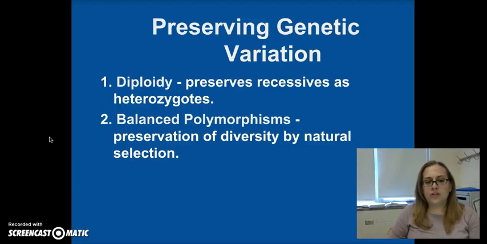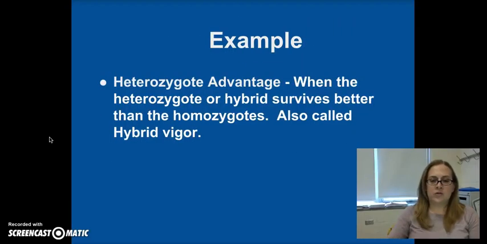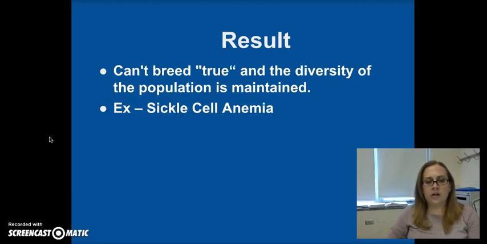Ways of preserving genetic variation. One is diploidy, which preserves recessives as heterozygotes, then balanced polymorphisms. This is a preservation of diversity by natural selection. So an example would be the heterozygote advantage, and this is when the heterozygote or hybrid survives better than homozygotes. It can also be called hybrid vigor, and the result is that you can't breed true, and so the diversity of the population is maintained.